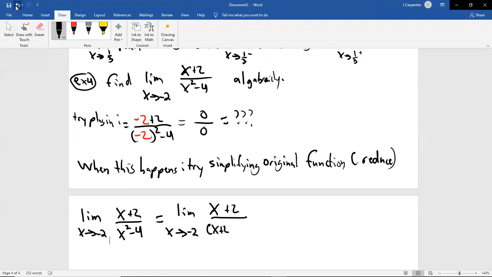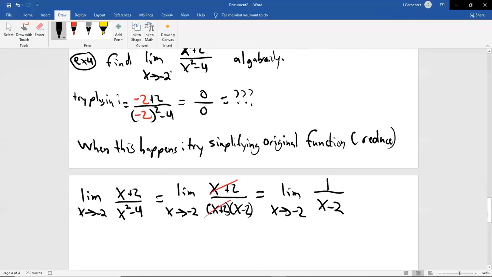So this becomes x plus 2 times x minus 2. That formula is a squared minus b squared equals a plus b times a minus b. And when you do this, you end up with matching factors top and bottom. And this is very often what makes this indeterminate form become, well, determinate. So now what we have is the limit as x approaches -2. With the top gone, that's now just a 1 over. The bottom is now just an x minus 2.